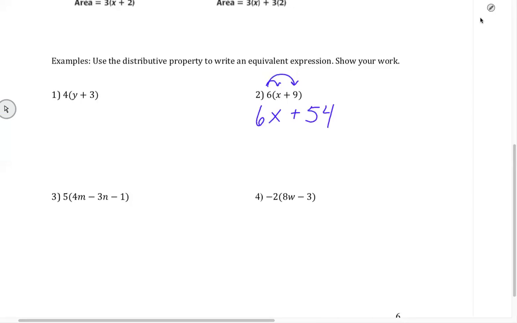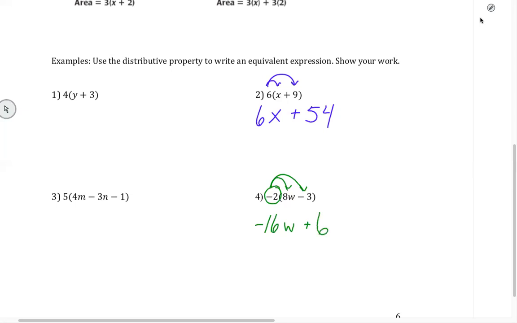Perfect. Now with 4, it's a little tricky because I have this -2. But I'm still going to do it the same way. I'm going to distribute that -2 to each of those. So -2 times 8w. I'm just going to do -2 times 8, that's -16. And then w comes along, because -2 times 8w is just -16w. Now -2 times -3, well, negative times a negative is a positive, so 2 times 3 is 6.